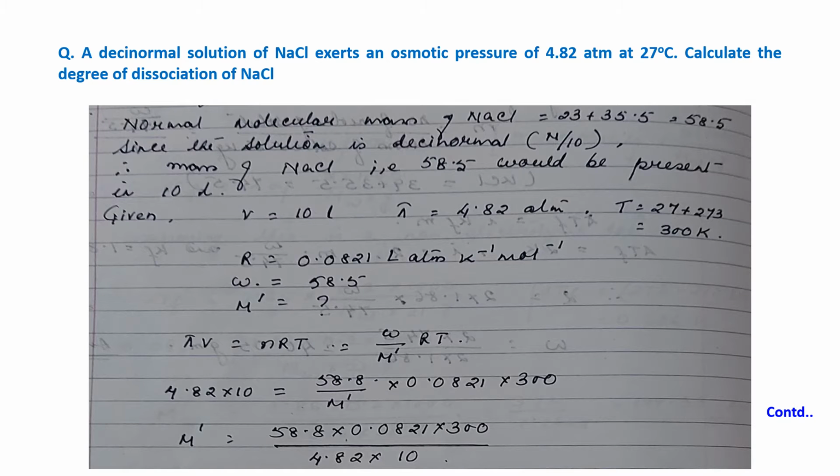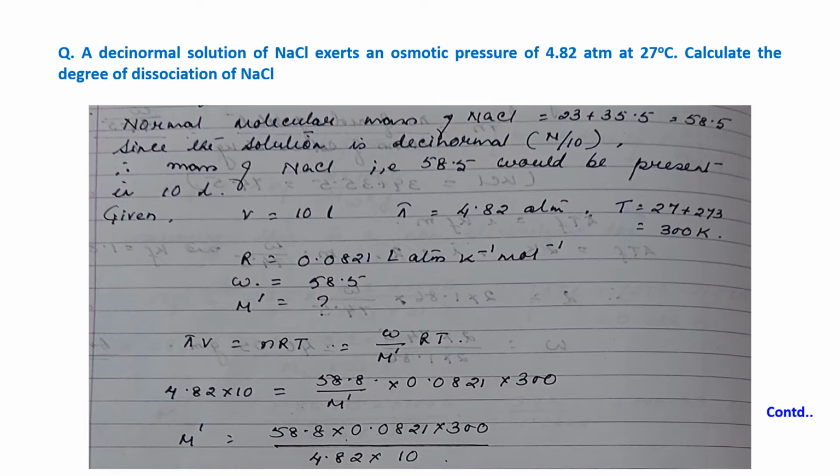The first numerical: a decinormal solution of NaCl exerts an osmotic pressure of 4.82 atmosphere at 27 degrees centigrade. Calculate the degree of dissociation of NaCl. You can understand here that NaCl will dissociate into two ions. You have to find out the degree of dissociation, that means you have to find out alpha.